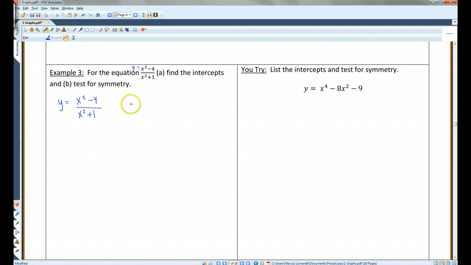To find the intercepts, let's find the y-intercept first. I'm going to plug in 0 for x. So I've got y equals 0 squared minus 4 over 0 squared plus 1, which is negative 4 over 1, which is negative 4. So my y-intercept is 0, negative 4.